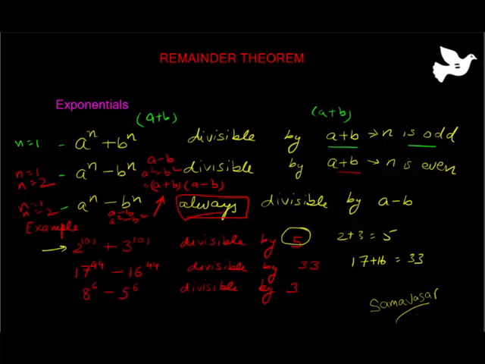Now if I have 8 raised to 6 minus 5 raised to 6, it will always be divisible by, like we said, a minus b. It will be divisible by 8 minus 5, which is 3. And at the same time, it will be divisible by a plus b also, because it is of this form where n is even. So it will also be divisible by 8 plus 5, which is equal to 13.